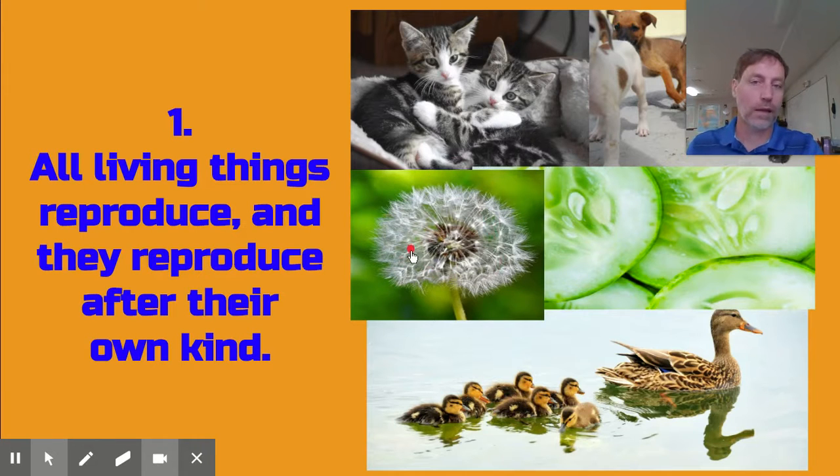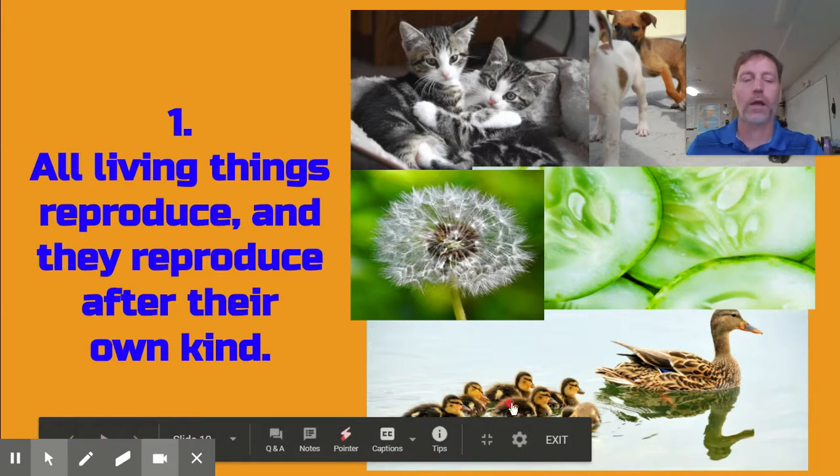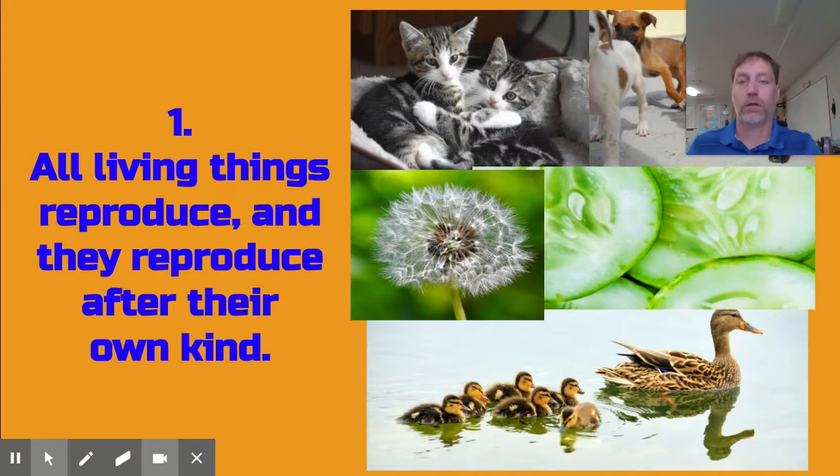This is a dandelion puffball. If you blow this, it'll spread around the lawn or the grassy area, and more dandelions, those little yellow flowers, will grow. Cucumbers make cucumbers that have seeds in them so that the seeds can grow to more cucumbers. And ducks have ducklings, and then those ducklings will grow into ducks and have more ducklings. So the idea is, if it's alive, it can make more of itself.